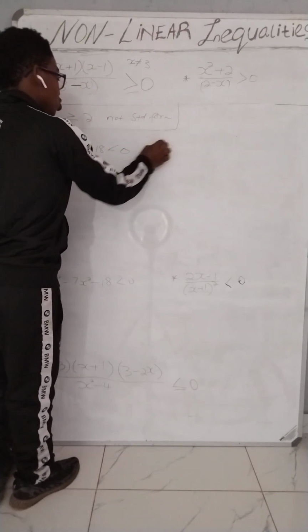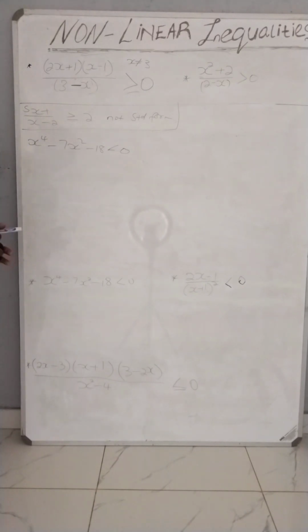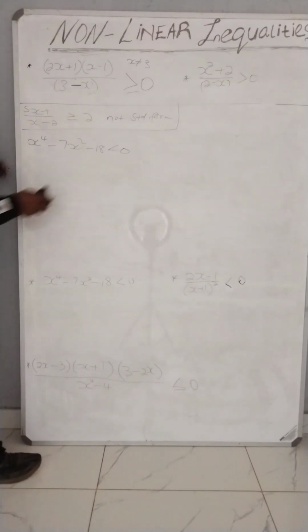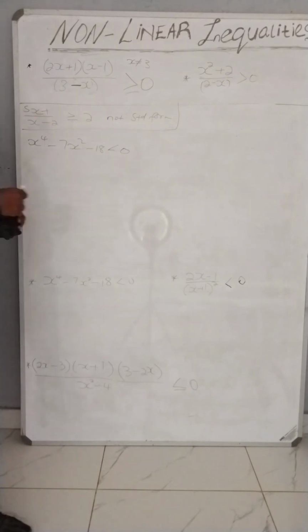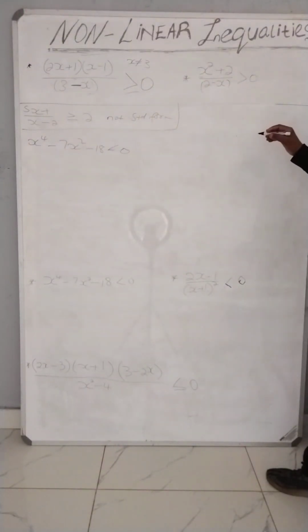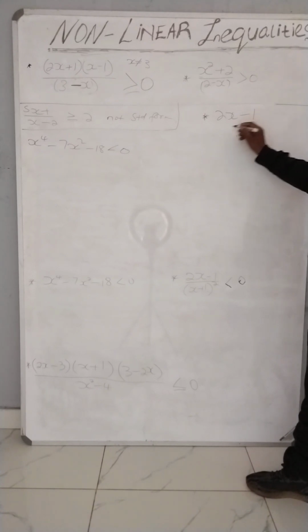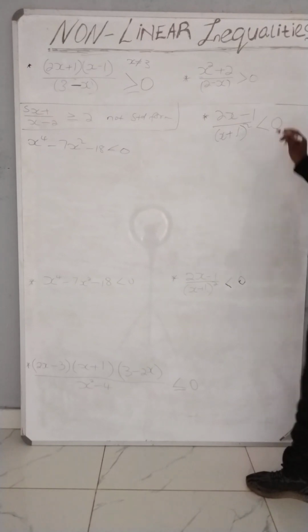Like you can't use the same method that you solved the previous one with and apply it to the next one and solve it. You need to use logic. You need to look at the expression and think and try and analyze it. Okay, so we are doing (2x minus 1) over (x plus 1) squared is less than 0 next.